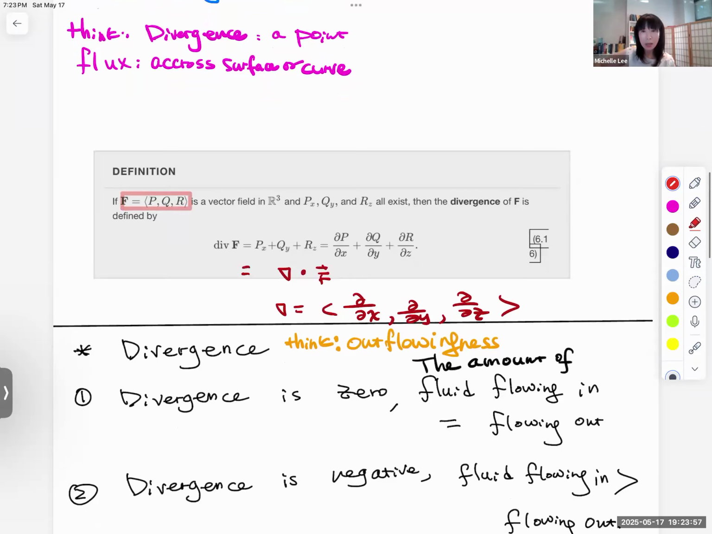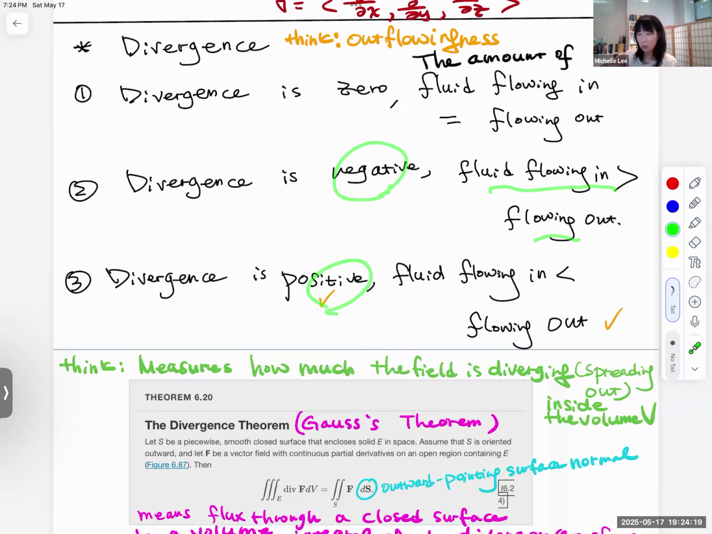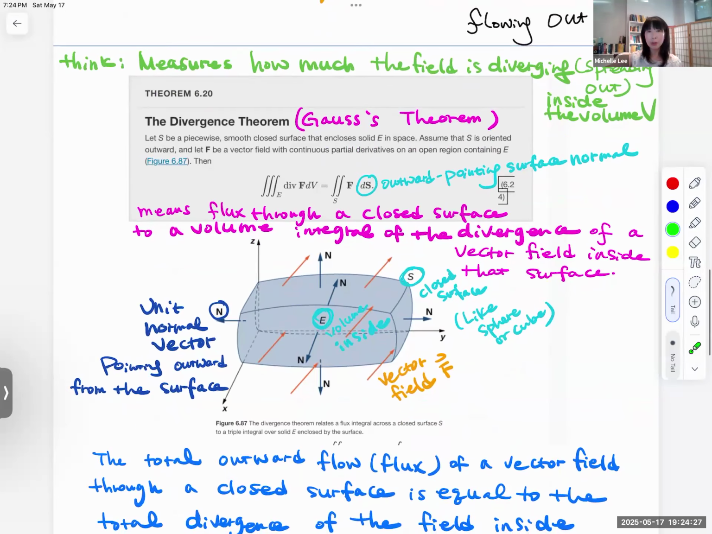All right. When divergence is 0, the fluid is flowing the same in as out. Negative means there is more in than out, and positive means more out than in. So we did that. And in this section, we are going to talk about the divergence theorem, which is Gauss's theorem. Same thing.